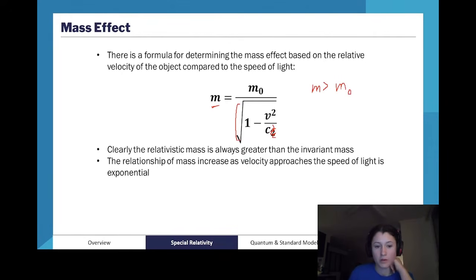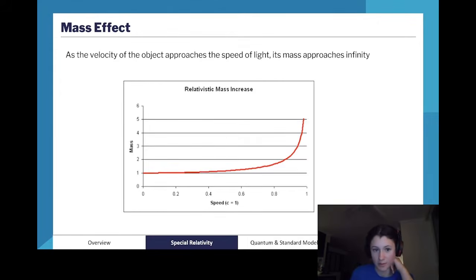So the relationship of mass increase as velocity approaches the speed of light is exponential, which I'll show you guys over here. So, as the velocity of the object approaches the speed of light, its mass approaches infinity.